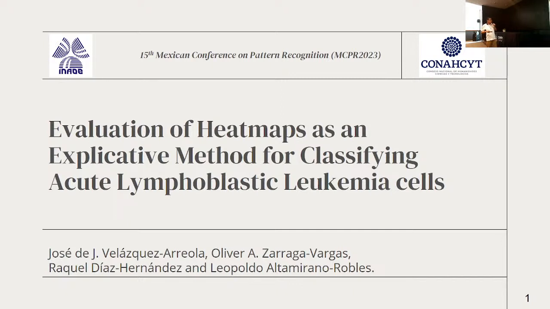The name of the talk is Evaluation of heat maps as an explanatory method for classifying acute lymphoblastic leukemia cells. Good afternoon, everyone. Thank you for staying here. I'm going to present the work made with Oliver Cesarreta, Raquel Díaz Hernández, Leopoldo Zamorano, and I. The objective of this work is to evaluate heat maps as an explanatory method for classifying acute lymphoblastic leukemia cells.